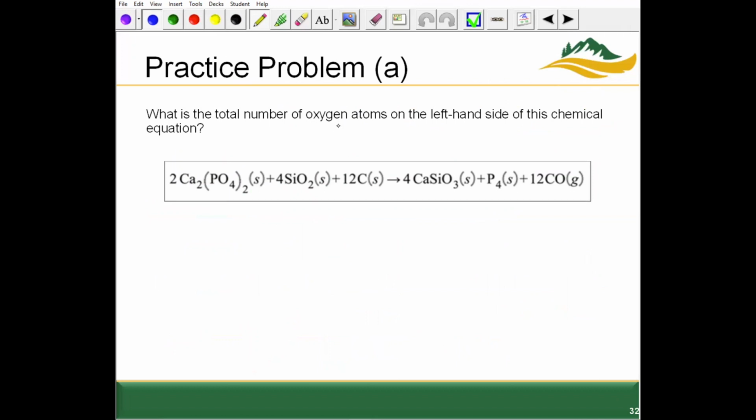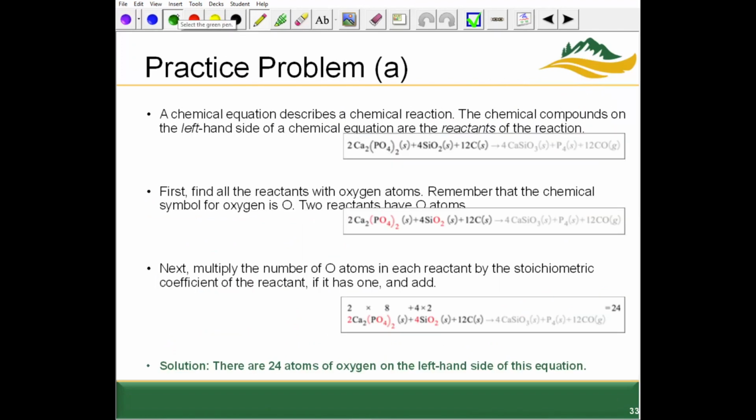What is the total number of oxygen atoms on the left-hand side of this chemical equation? This could also be asked on the reactant side. All right, so reactant side is the left-hand side, product side is the right-hand side. So on the left-hand side, we have our reactants. That's why the products are temporarily grayed out here. So then on the reactant side, we can identify all of the reactants that contain oxygen.